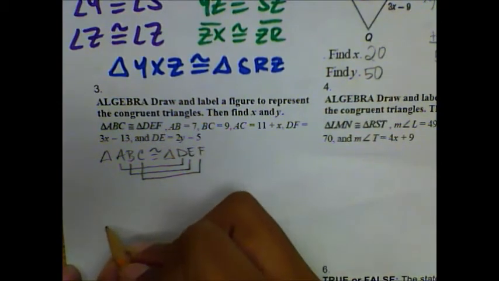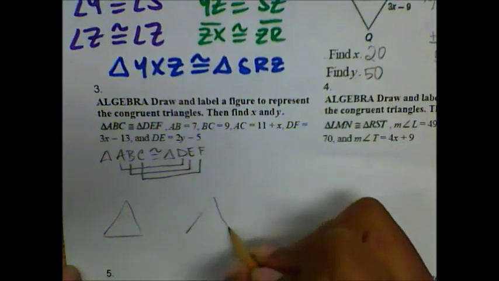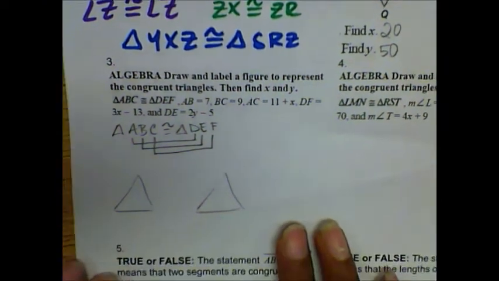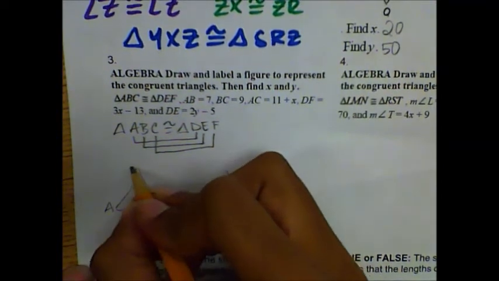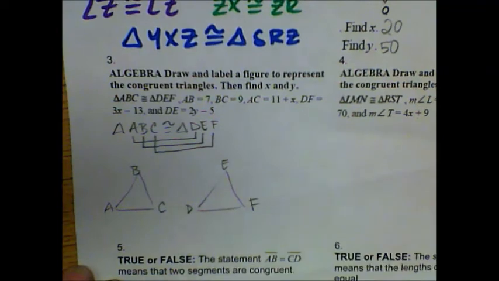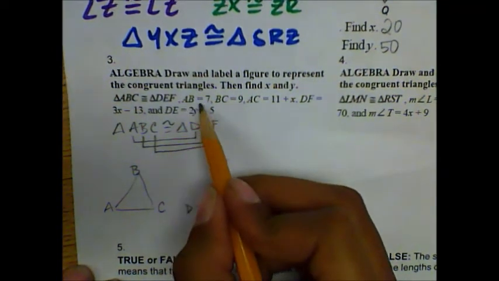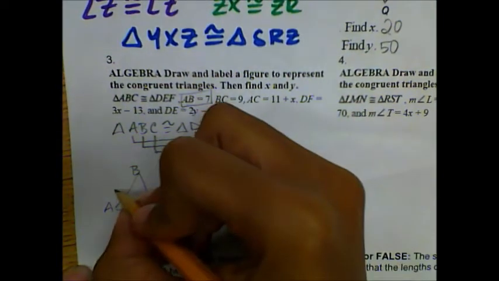So let's go ahead and draw our triangles. And remember, they don't have to be perfect. They just have to be a visual for ourselves. So we have A, B, C, and D, E, F. So let's see what information they gave us. So what's given is that AB is equal to 7. This is 7 right here.